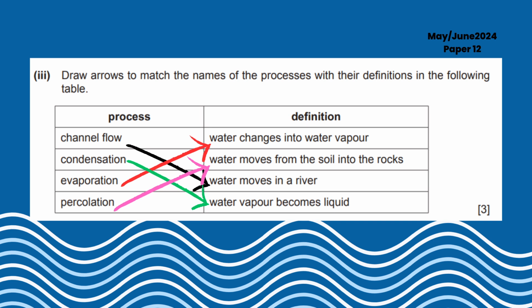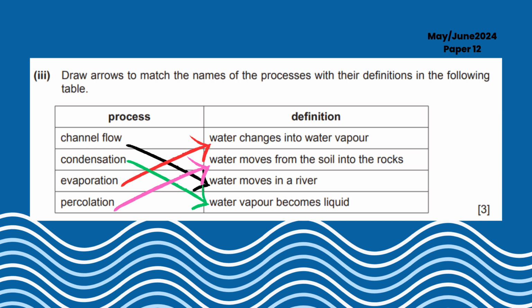percolation. Percolation is when water moves from the soil into the rocks. So the keywords for percolation are water, soil, rocks. It's the movement of water through the soil and rocks as it seeps deeper into the ground, filling underground water stores. So when water goes into soil and rocks, that's percolation.